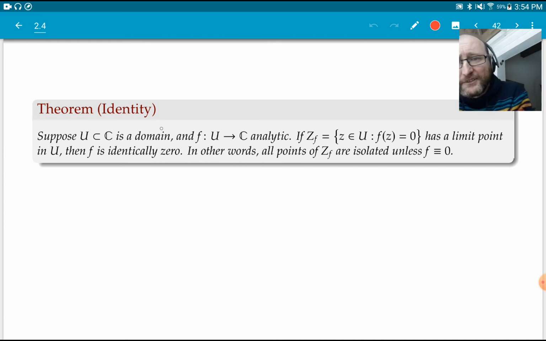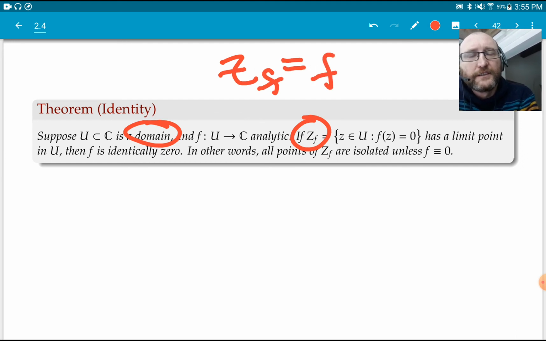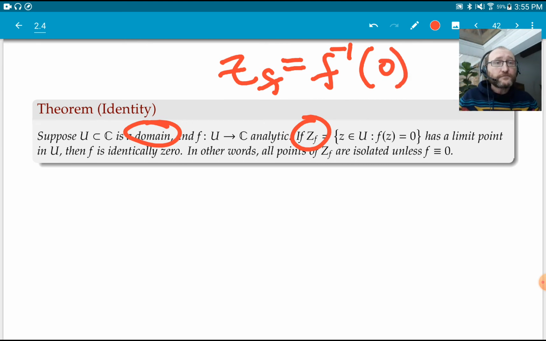Suppose we have a domain, and the domain is important. It's a connected open set. And we have an analytic function f on U, on this domain. And we look at the 0 set. Another way that you can write this is as the inverse image of 0. It's the set of points where f is 0. Now, if this set has a limit point in U, then f is identically 0.